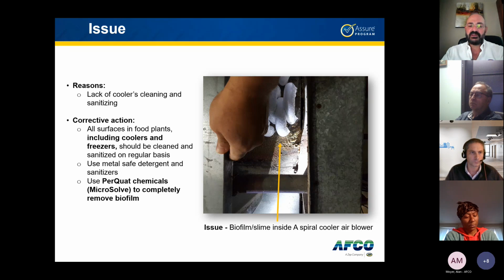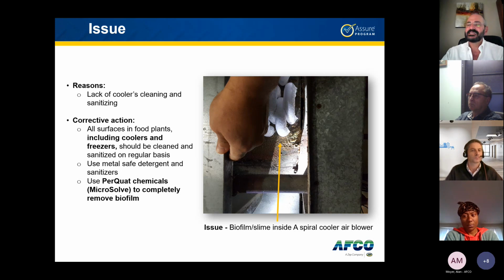All right, we have biofilm slime inside a spiral cooler air blower. You see that's where the arrow is? You have a slime there. You see ice on the cooling coils, right? Like I said, microorganisms can grow in the coolers and in the freezers. And that's why you need to clean those cooling coils and the blowers all the time.